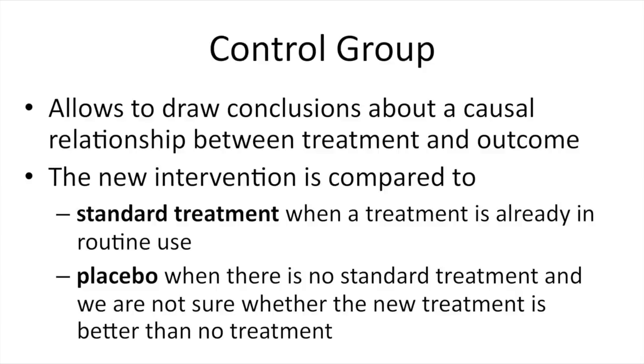If we have a control group, this allows us to draw a conclusion about a causal relationship between treatment and outcome. If we don't have any control group, we cannot be sure if, when we find an association, this is really a causal relationship. The new intervention is either compared to a standard treatment, as we have already said, that's when a treatment is already in routine use, or a placebo when there's no standard treatment. We are not sure whether the new treatment is better than no treatment.